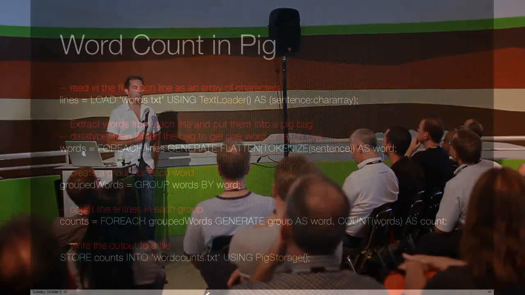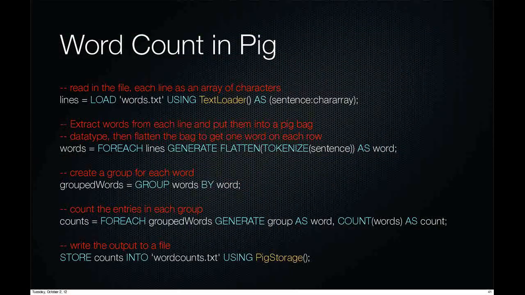Okay, so examples. We're going to fall back to our word count, and I guess the red's a little hard to read, but I'll go through it. So basically, to read in our file, we're going to load a text file, and there's a thing called a text loader, which basically just reads in the data as one line, and we're going to place that into a column, more or less, that we call sentence. So that's kind of the projection.